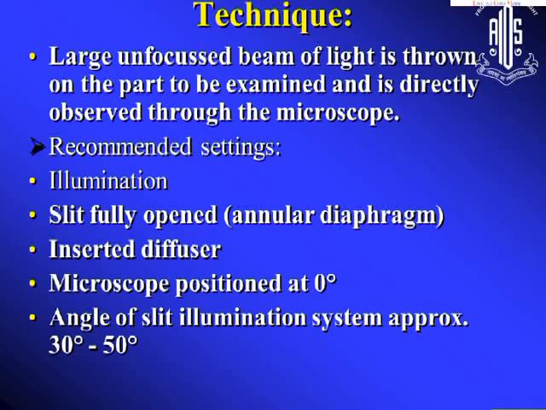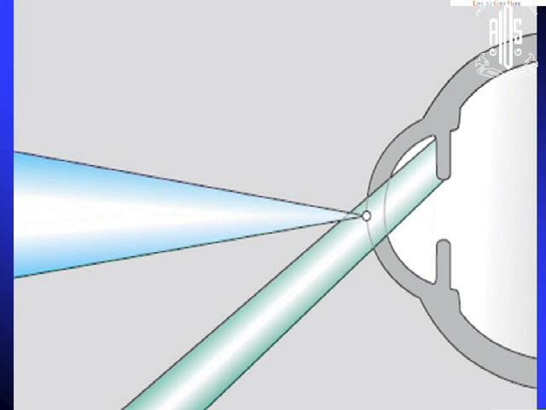For this, the slit beam has to be fully open, so it has to be a complete circle. Also there is a diffuser, a flap which comes along with the slit lamp, that you put on. With the diffuser, diffuse light goes there. Usually the microscope position is straight on, which is 0 degrees, because you are examining straight. Sometimes the illumination system can come from the side, which varies with the part you want to examine, and can be 30 to 50 degrees. This is just the basic optics: you throw diffuse light, and through the microscope, at your area of focus, you examine a magnified stereoscopic view.